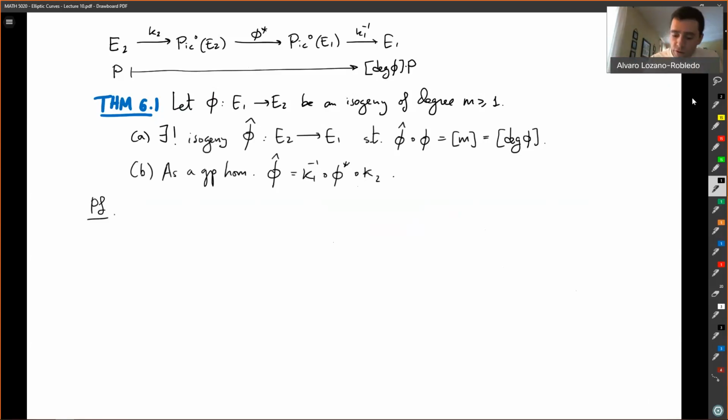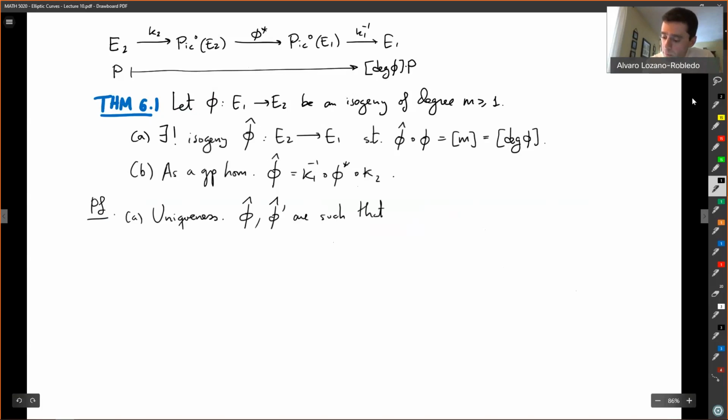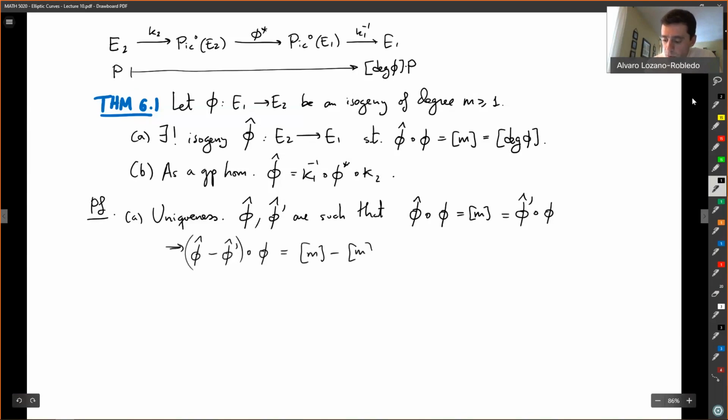First of all, let me take care of the uniqueness. Suppose that we have two such maps, phi-hat and phi-hat prime, that both have that property: phi-hat composed with phi is multiplication by m, and phi-hat prime composed with phi also gives multiplication by m. Then if I do phi-hat minus phi-hat prime and compose that with phi, I'm going to get multiplication by m minus multiplication by m, which is 0.